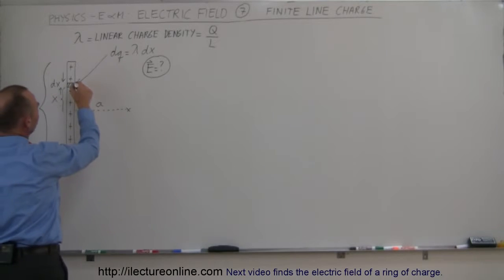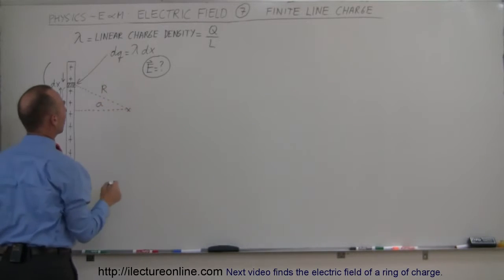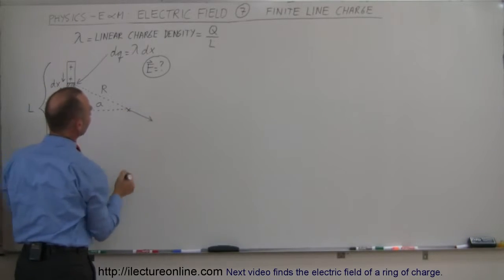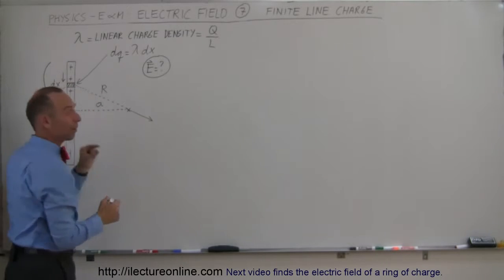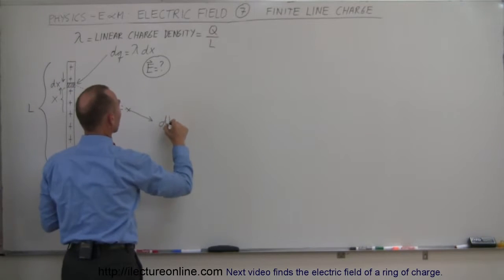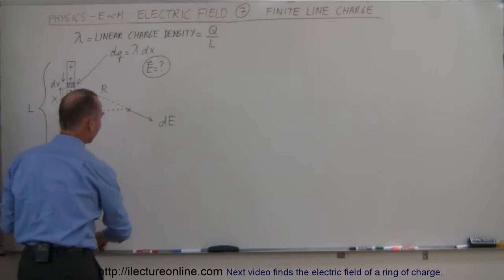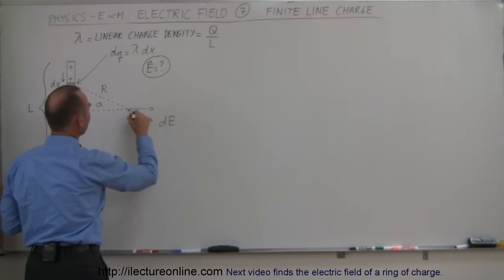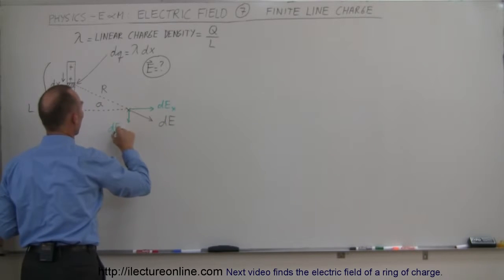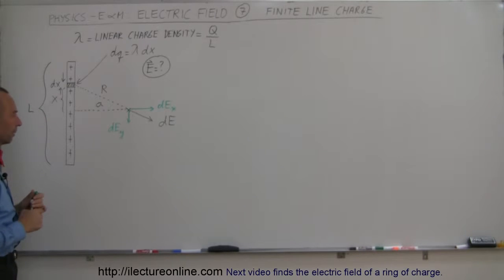Then if we draw a line from there to the point of interest, where I want to know the electric field, and say this distance is equal to r, we can imagine that since this is positive charge, you're going to have a small amount of electric field at this location due to the charge present in that little segment. We call that small amount of electric field dE. Also remember that we're going to have a horizontal component and a vertical component, which we call dEx and dEy, of that small electric field strength dE.